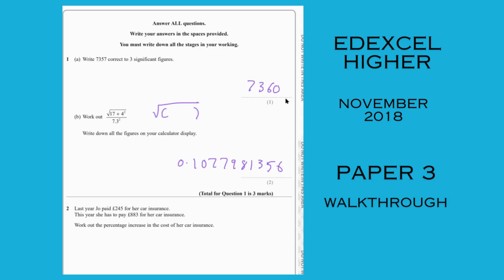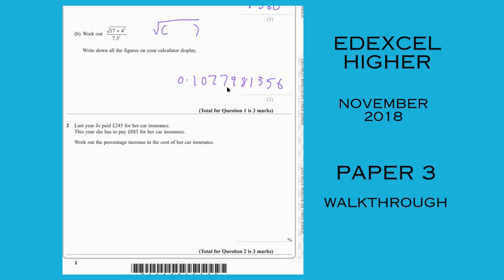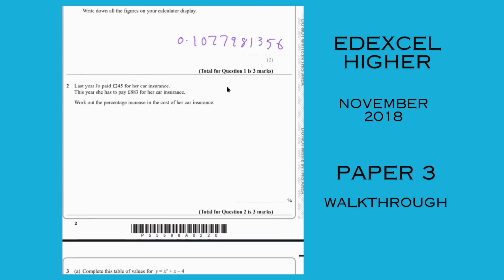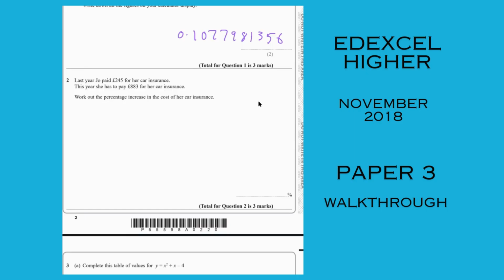Number 2. Joe last year paid. Now, it's one of those situations. It is possible to have a percentage higher than 100, because in this case, as you can see, her car insurance has more than doubled.